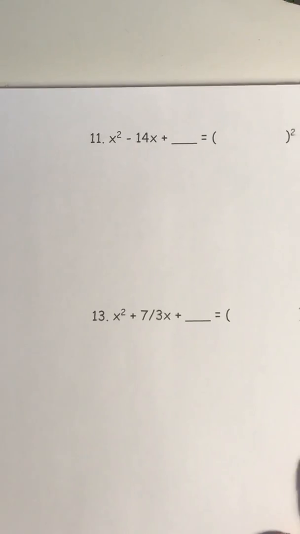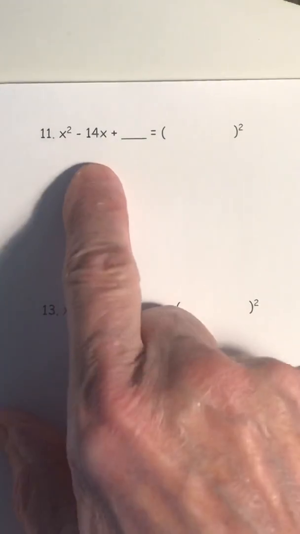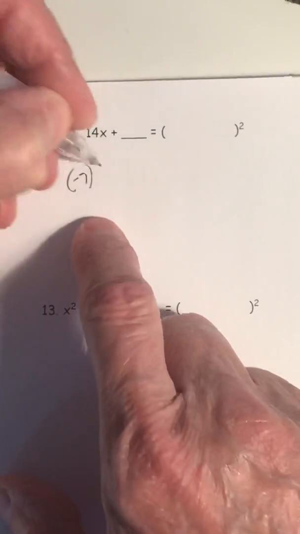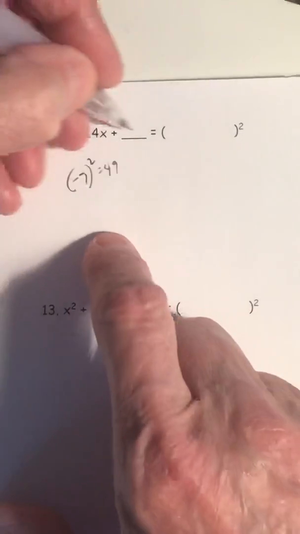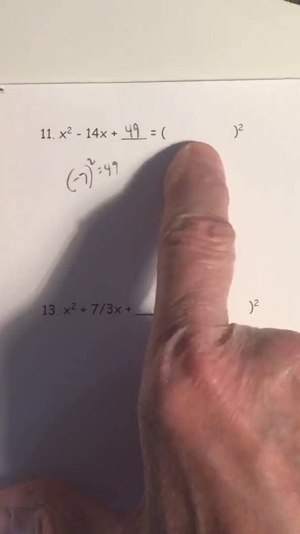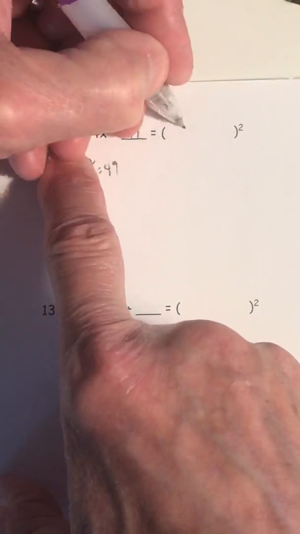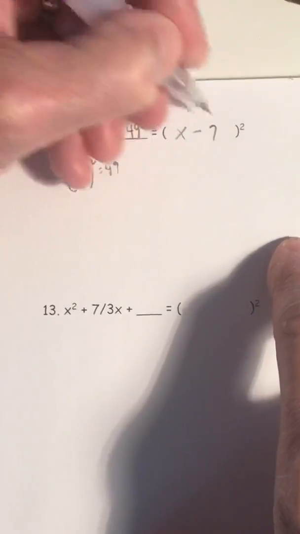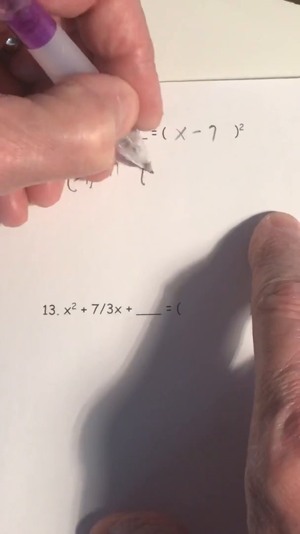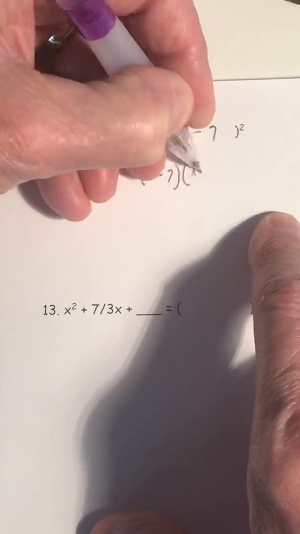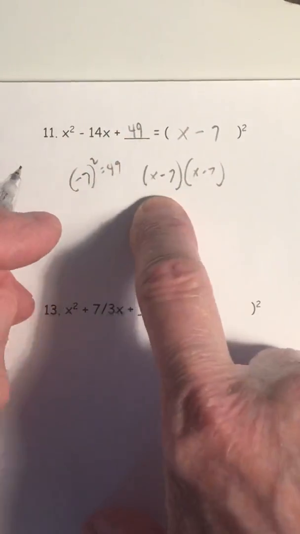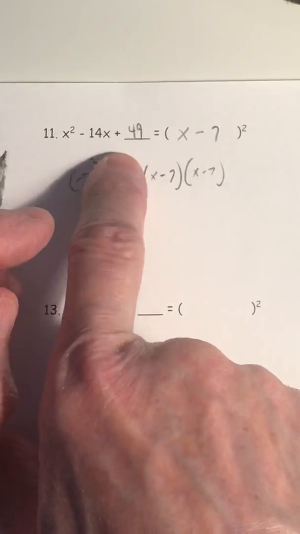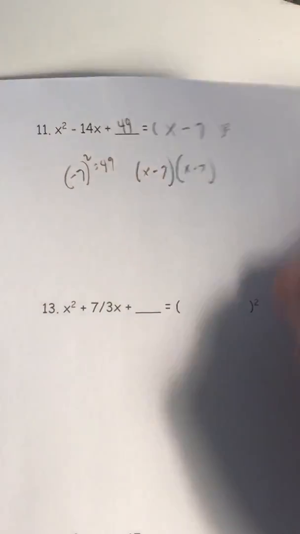Slide over to number 11. Half of negative 14 is negative 7, and negative 7 squared is 49. That's what gets added there. And what goes in the parentheses? Same variable, same plus or minus, minus this time, and half of that. Okay. And again, let me just make it really, really clear. X minus 7 times x minus 7, which is what that 2 means, is exactly the same as that. Okay?